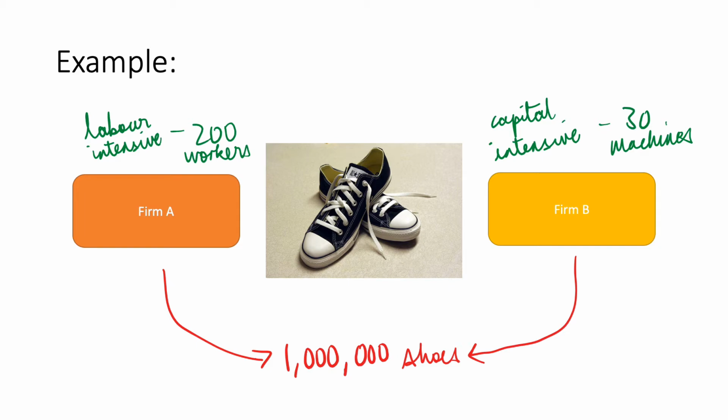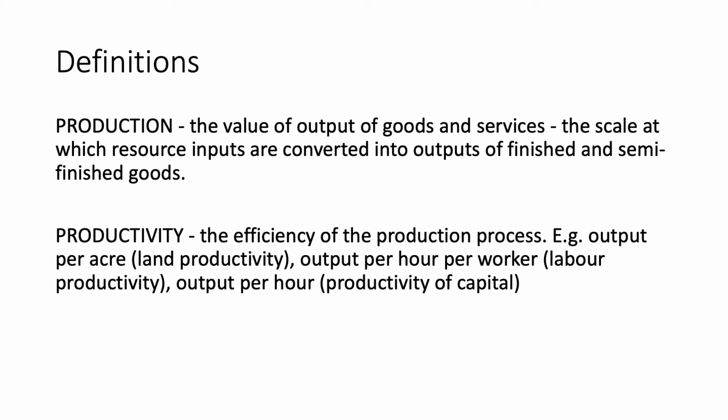Herein lies the key difference between production and productivity. Production refers to the value of output of goods and services. In other words, the scale at which resource inputs are converted into outputs of finished and semi-finished goods. Productivity, on the other hand, is the efficiency of the production process. It has many measures depending on what we're trying to measure.